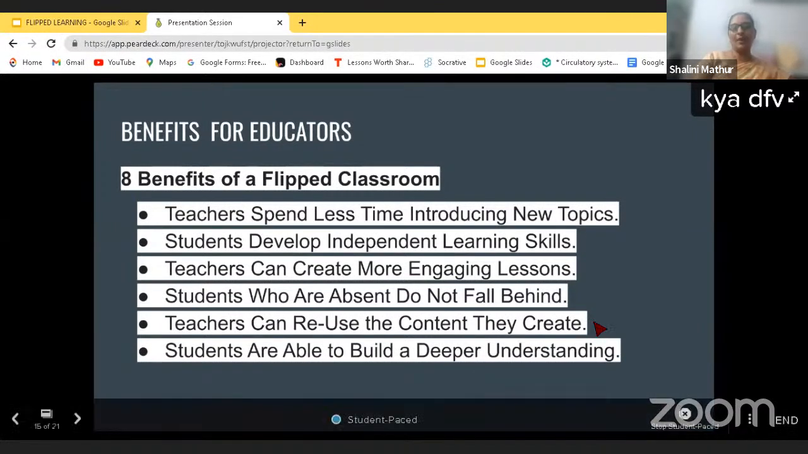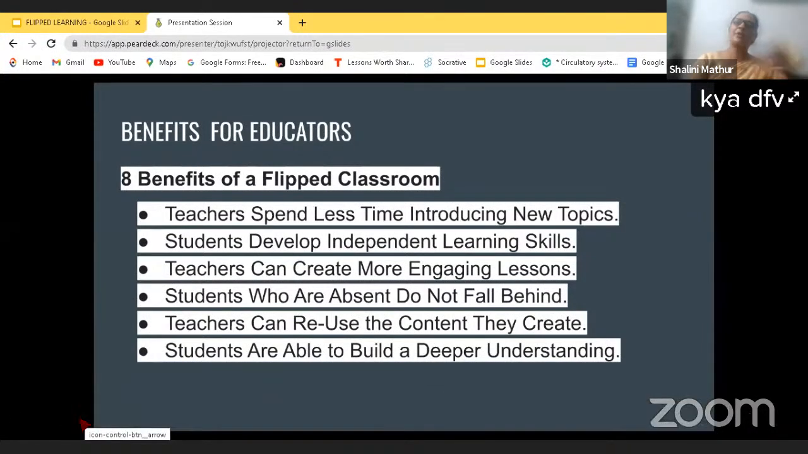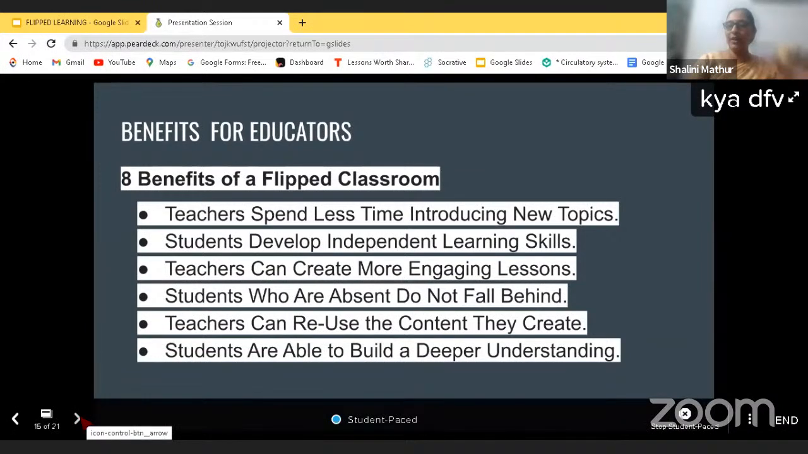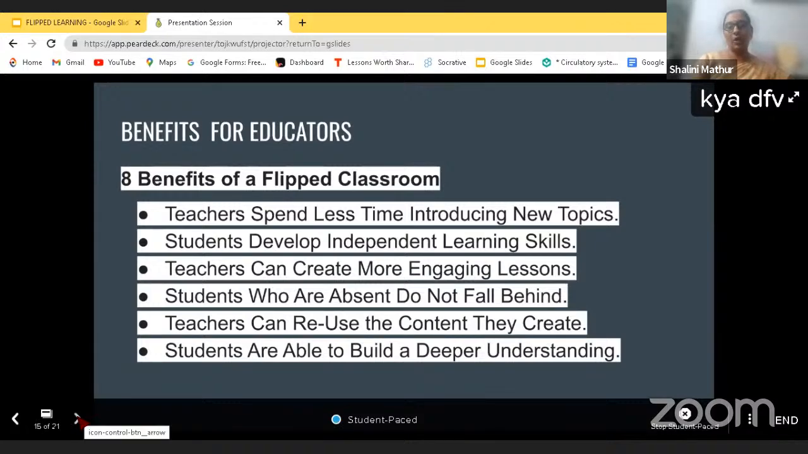Students are able to build a deeper understanding. Because they are here, they can easily go through the content again and again because they are not scared of the teacher, of what the teacher will say, what my peers will say, like, you always keep asking, you didn't understand anything. Now they are free of any stress or any fear, so they can go through it again and again like this. They can learn a lot by this.